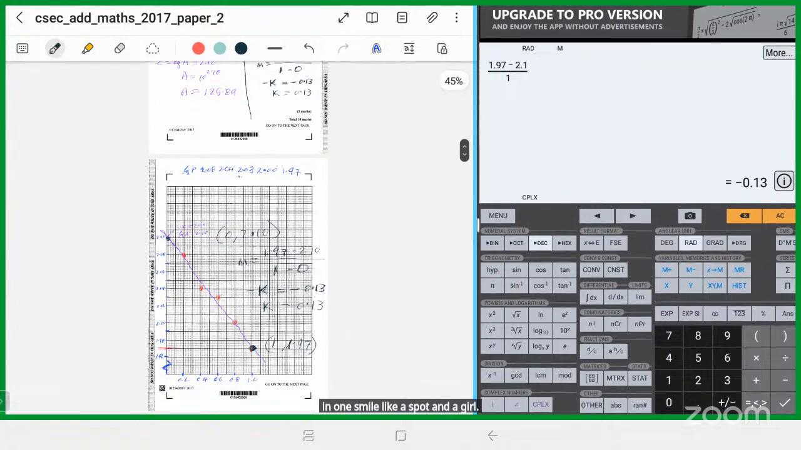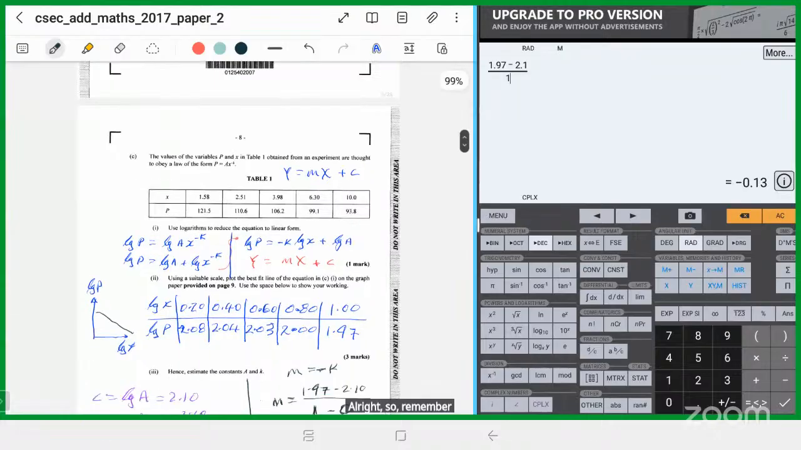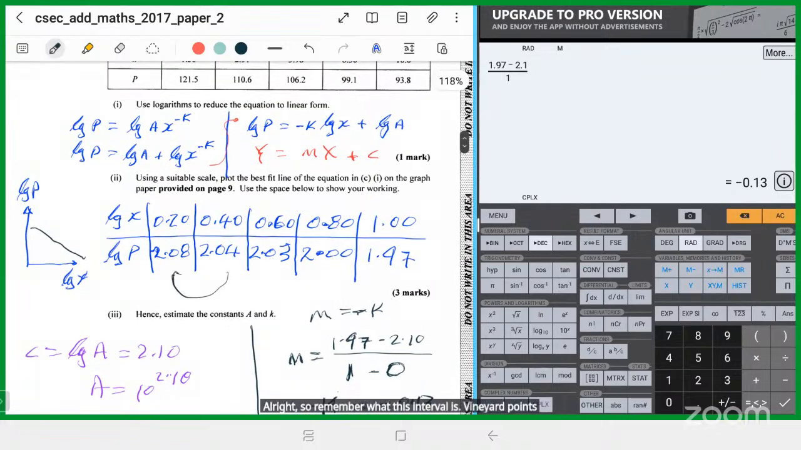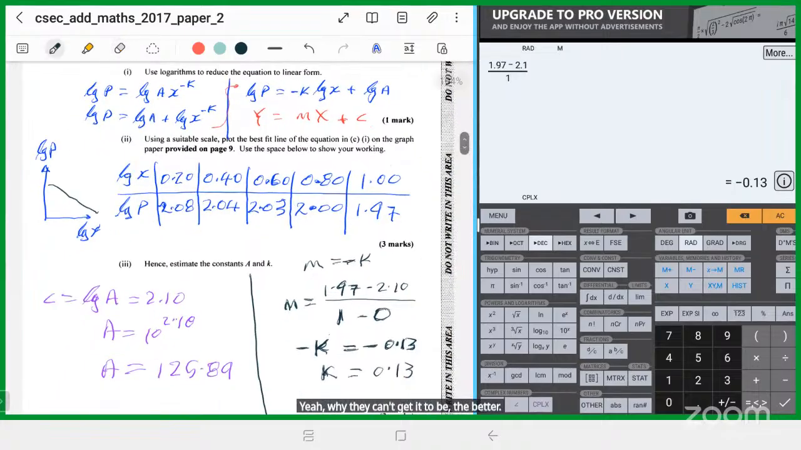Alright, so remember, whatever this interval is between your points, that's about what you want to be equivalent to 1 centimeter or maybe 2 centimeters. Alright, the wider I can get it to be, the better. Alright, that was that question.